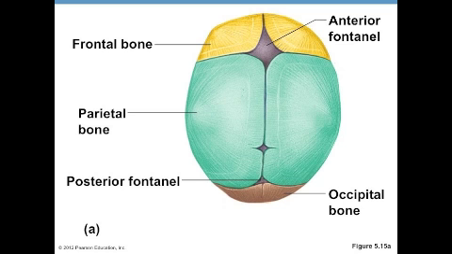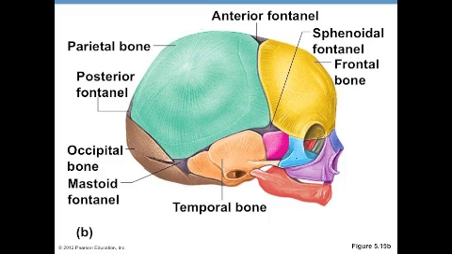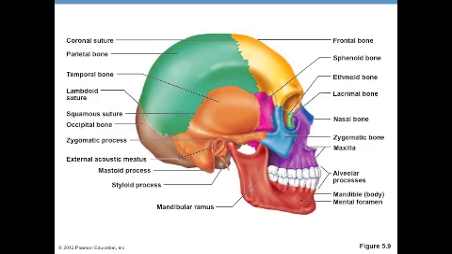This is an image of the top view of a child's skull, and I want you to notice the gaps in bone tissue at the corner of the plates in the skull. This is another example of where cartilage is still existing in the fetal skeleton and then gets filled in with bone as the child develops. This is an image of the fetal skull with a side view. And again, you can see those gaps between the plates of bone that are filled with cartilage. And we can compare this to the adult skull in the same view on the next slide.